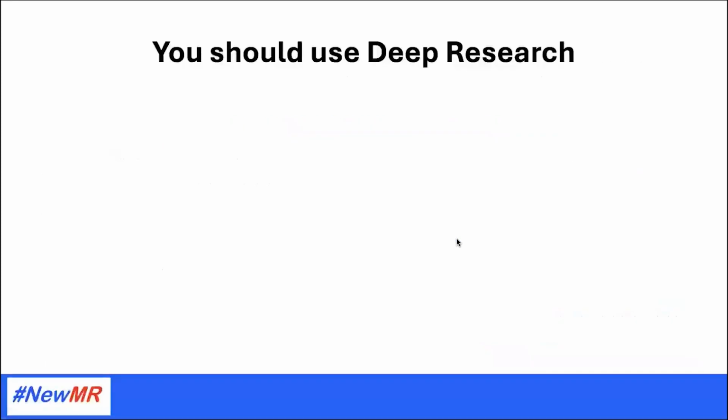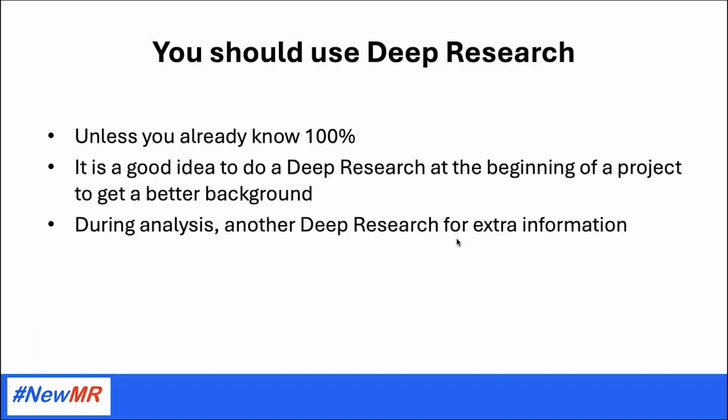So what I would say is you should always use deep research. Unless you know 100% about a topic, then just have a look to see if there's anything new. And your deep research could be, please have a look for information in the last month about, and then whatever it is you're interested in. So it's a good idea to do deep research at the beginning of a project to get a better background. And during analysis, do another deep research to see whether there's other cases.